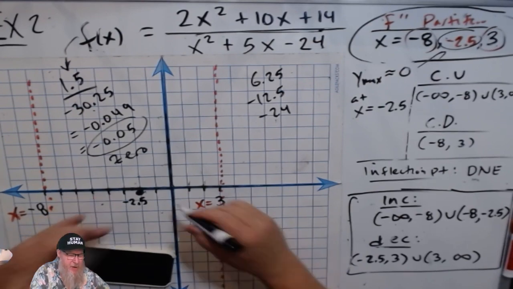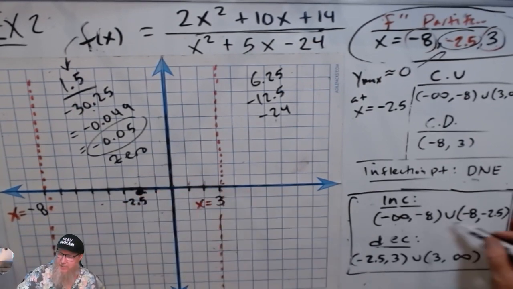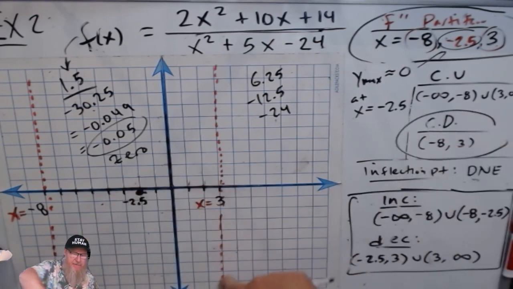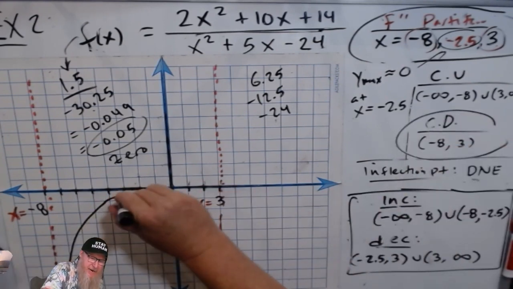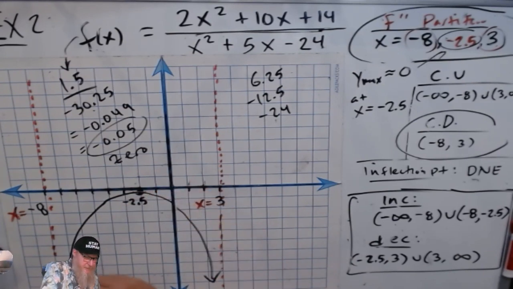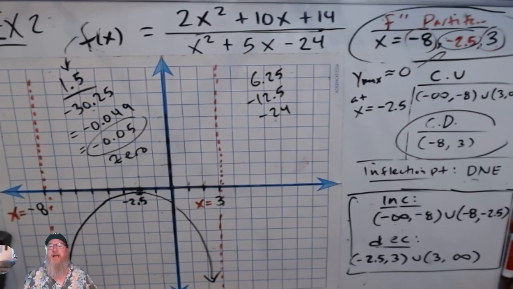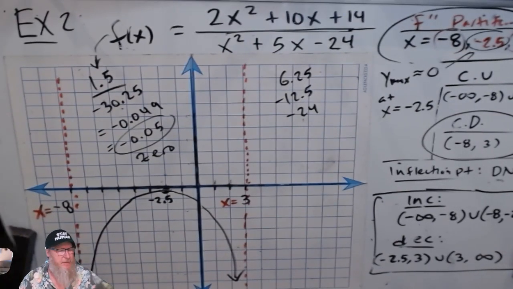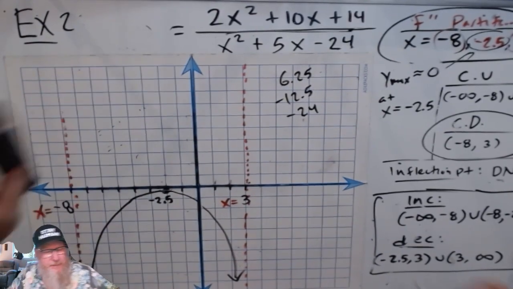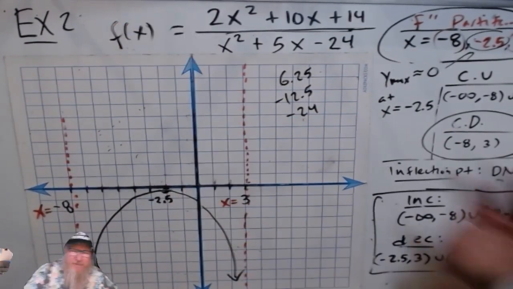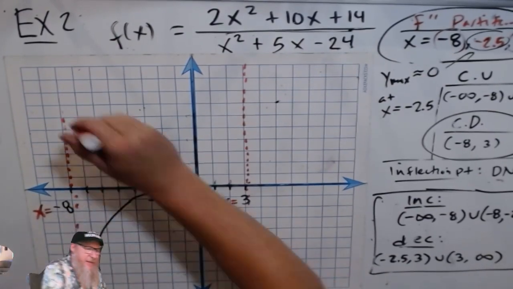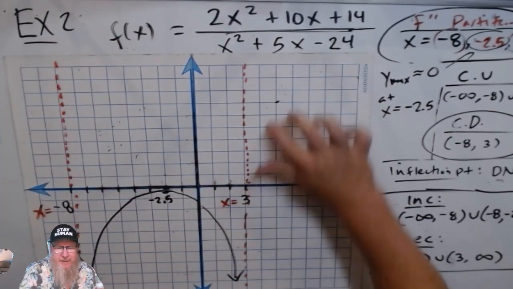All right, and then we have concave down, right? So we know it's concave down. Where's that? Right here. So between negative 8 and 3, we know this is concave down. That's pretty easy. It's like an upside down parabola. We have no inflection points, so it's not changing its concavity. And here comes the grand finale.